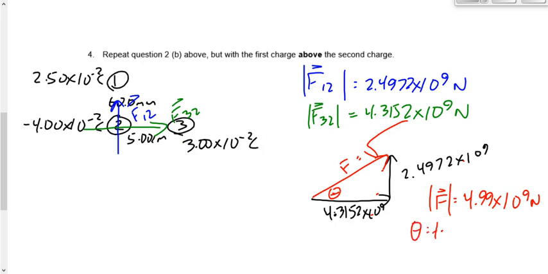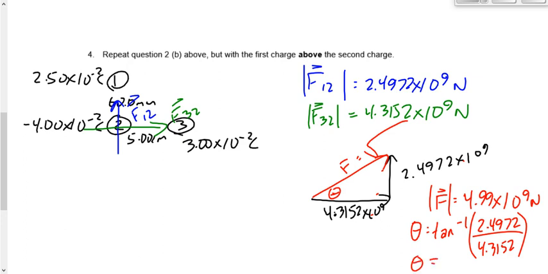Theta is the inverse tan of opposite over adjacent, which in this case is 2.4972 over 4.3152. Well, there's 10 to the 9 in there, right? Do I need the 10 to the 9 in there? No, I don't here, actually. Why was I able to drop the 10 to the 9? Yeah, if you have 10 to the 9 on the top and 10 to the 9 on the bottom, you can cancel it out. It just makes my life a little bit easier punching it into my calculator. Do the math, it works out to be the same answer either way.